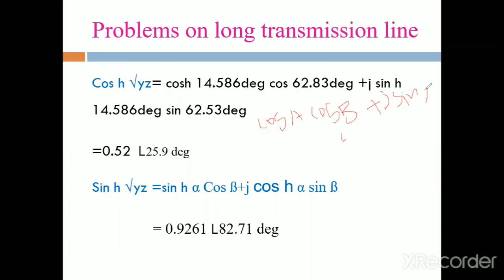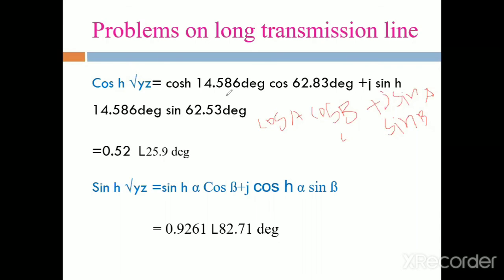In that, what is the a value? That is alpha. And what is the b? That is beta. The a value is alpha and the b value is beta. This is the formula for cos of a plus b. Root yz means alpha plus j beta, so alpha is equal to a and beta is equal to b. That's why we write the cos of a plus b formula: cos a cos b plus j sin a sin b.